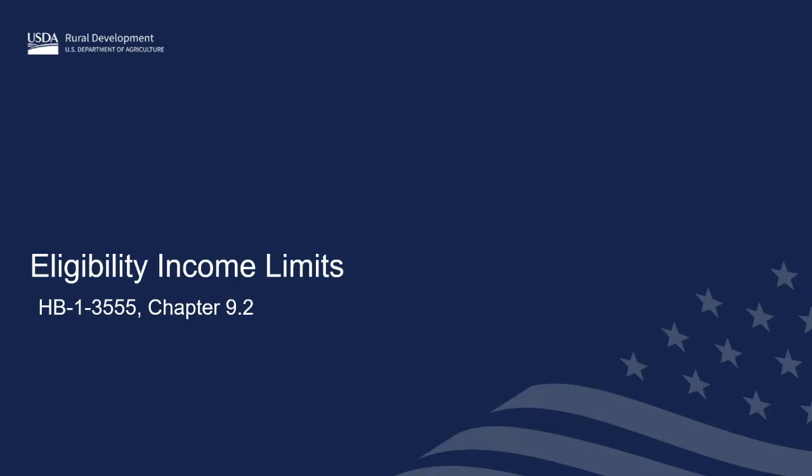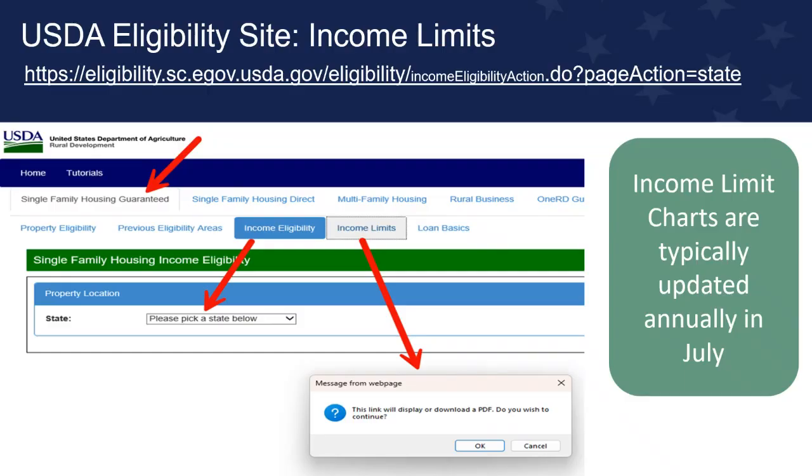We'll begin with a brief overview of the eligibility income limits. For more details, you can refer to Handbook 1, 3555, Chapter 9.2. The eligibility website is a tool that helps you determine if your applicant qualifies based on their income. There are a couple of different program tabs at the top, so make sure you select the Single Family Housing Guaranteed, as our income limits are different from the direct program.